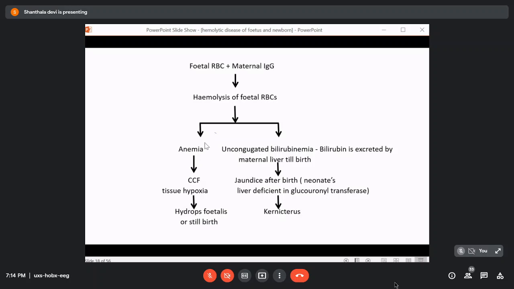Then the other consequence of the hemolysis of the fetal cells is unconjugated bilirubin. This bilirubin is released because of the hemolysis of the red cells. It is unconjugated, and as long as it is in the fetus, the bilirubin is excreted by the maternal liver till birth. But once the baby is born, this results in jaundice because the neonate's liver is deficient in glucuronyl transferase, and it is incapable of conjugating all the bilirubin which is produced due to the hemolysis of the fetal cells, and this results in what is known as kernicterus.